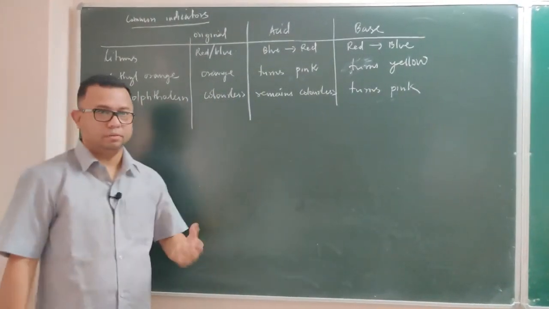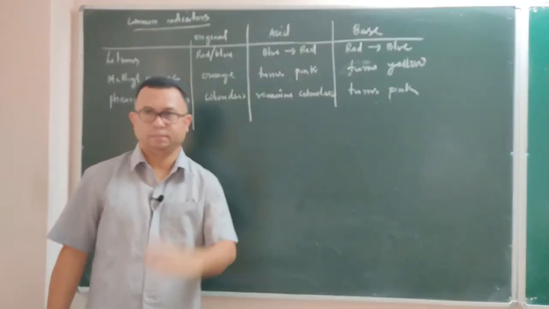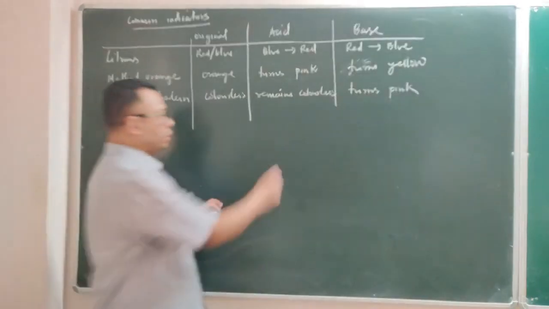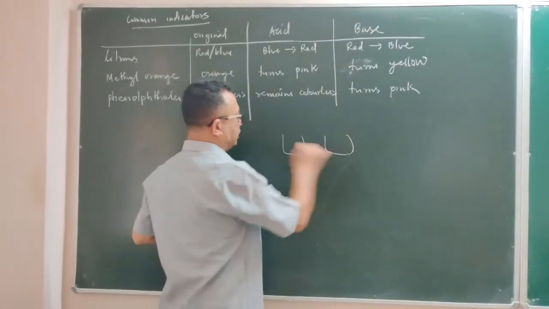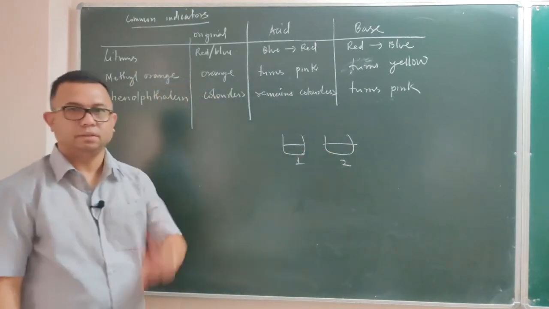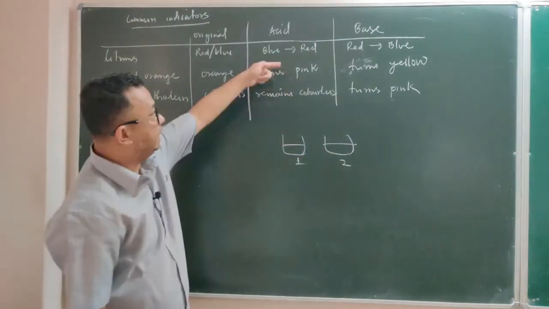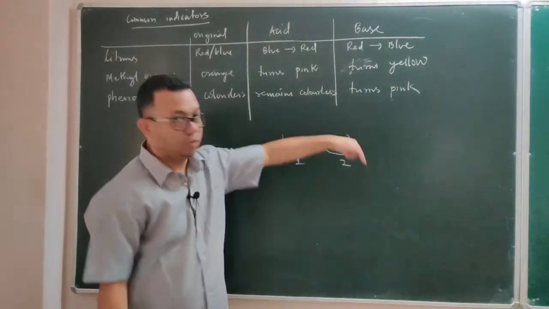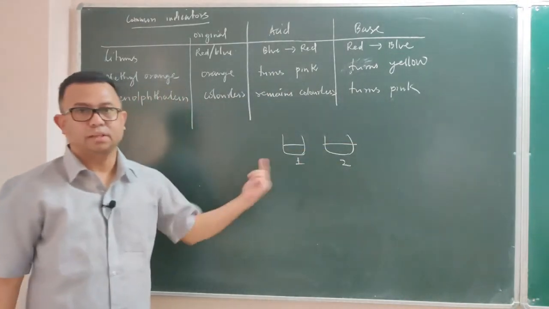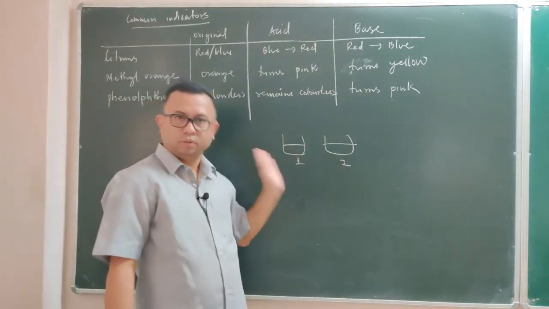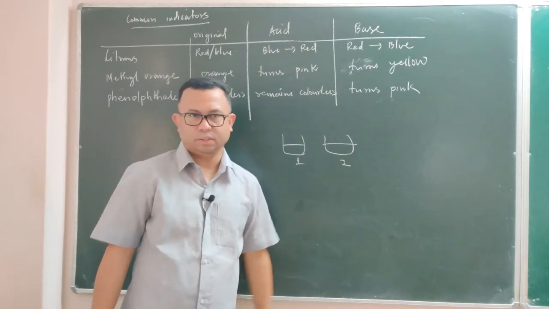Now this will tell you whether a given solution is acid or base. But if you are asked to distinguish between two acids, for example, you are given acid 1 and acid 2 and asked to identify them, then you will not be able to. If you use a litmus, here also blue will turn red, here also blue will turn red, so you will not be able to identify which acid is what. If you use methyl orange, the same color change will take place in both. Phenolphthalein, same, it will not change color.